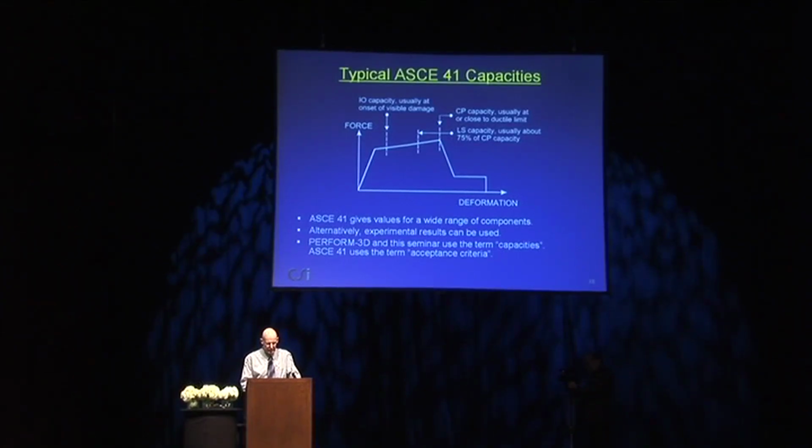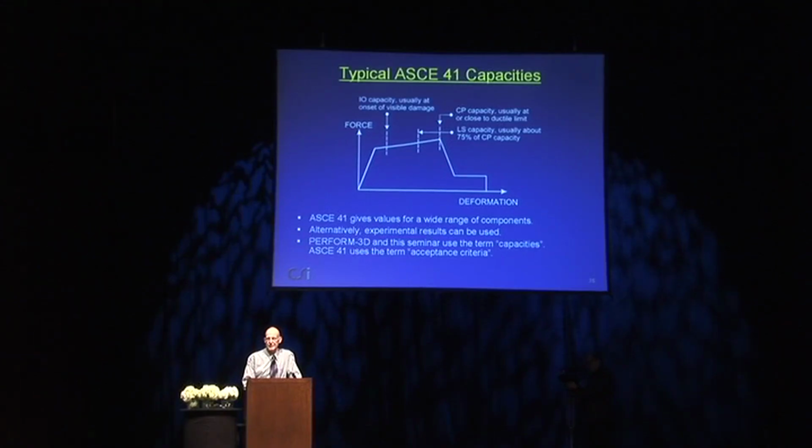ASCE 41 uses the term acceptance criterion. In Perform, we use the term capacity. Perform can be used for ASCE 41, but it's not limited to ASCE 41. It's a good deal more general than that. And personally, I don't like the term acceptance criterion. What's wrong with capacity?